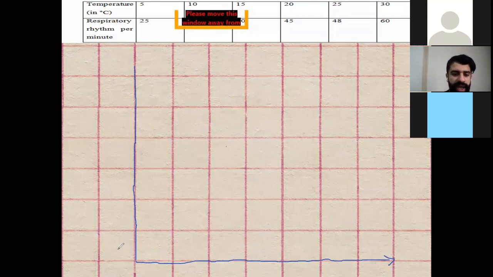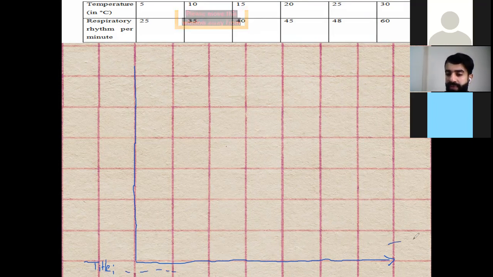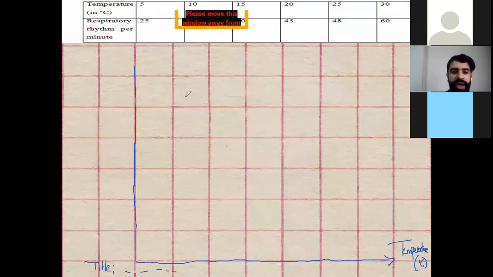First of all, I have to write the title. What is the title of the graph? Title, I write it down the graph. So graph showing the variation of the respiratory rhythm per minute as a function of temperature in degrees Celsius. You have to write the title here. Then here we have temperature in degrees Celsius. And here we have the respiratory rhythm per minute.